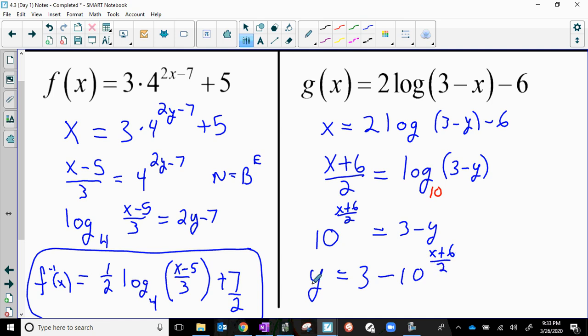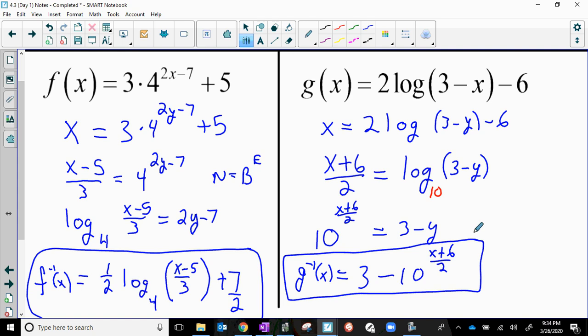All right, I'm just going to erase my y now that I have it by itself, and I'm going to use inverse function notation. So it's the inverse of the g function, so g inverse of x. This will definitely be a problem I will put on the test.